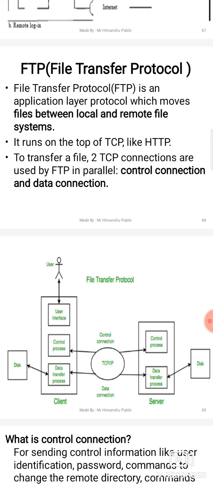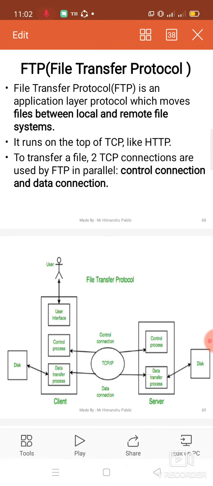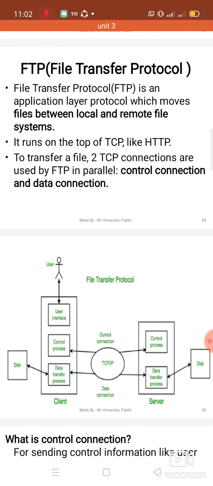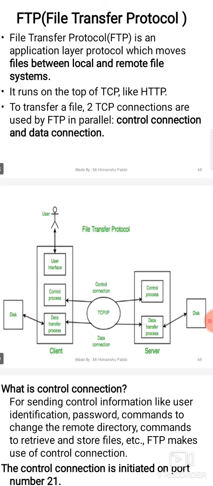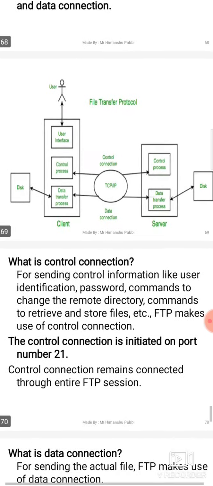First is the control connection and the second one is the data connection. So the control connection is established only once, and the data connection is established every time the data is being transferred from client to server. So whenever the client downloads a file, every time a new data connection is established, but the control connection remains active. Control connection is established only once. So we have to learn about the control connection.